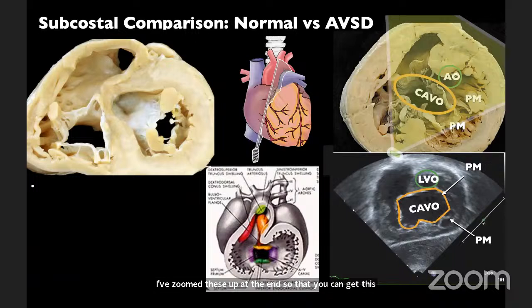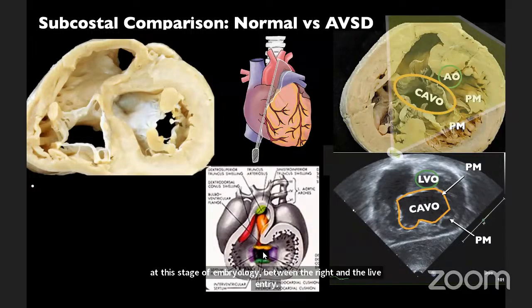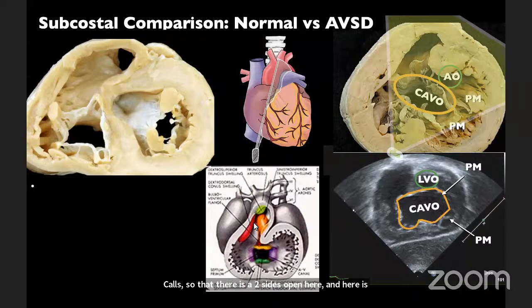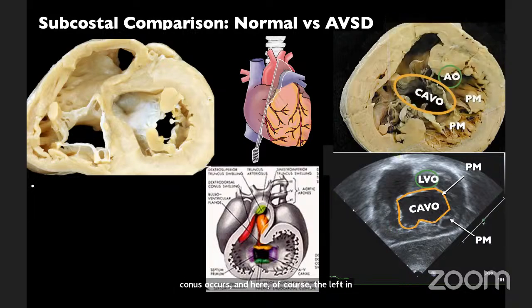Now, let's just look at that in regards to embryology. And here is a picture from Dr. Netter's atlas, written in 1955. And you see here the lateral leaflets, the superior and inferior bridging leaflet, and this common AV valve, straddling at this stage of embryology between the right and the left ventricle, so that there are two sides open here. And here is the area of the conus where the spiraling of the conus occurs. And here, of course, the left ventricular outflow tract cannot get into the orifice.